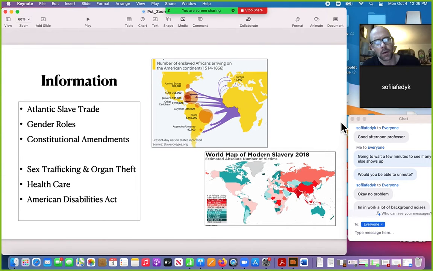We're going to talk a little bit about how gender roles apply to the slave trade and how it applies to the slave trade today. And then you're going to think about whether constitutional amendments are helpful in trying to solve this particular problem.